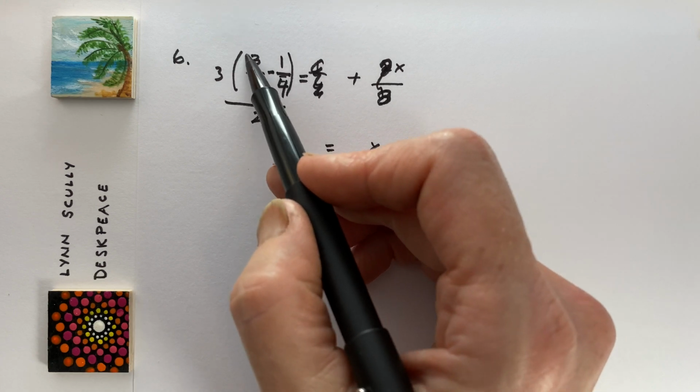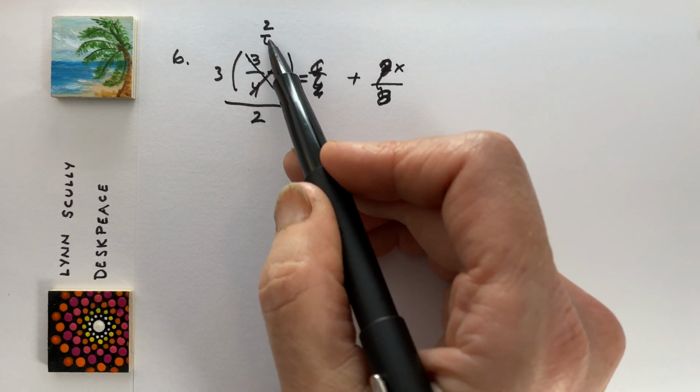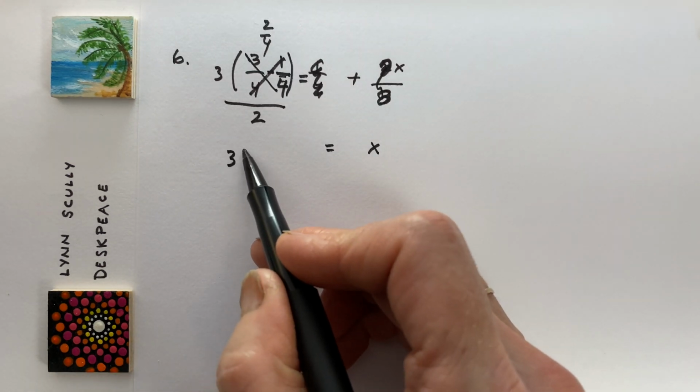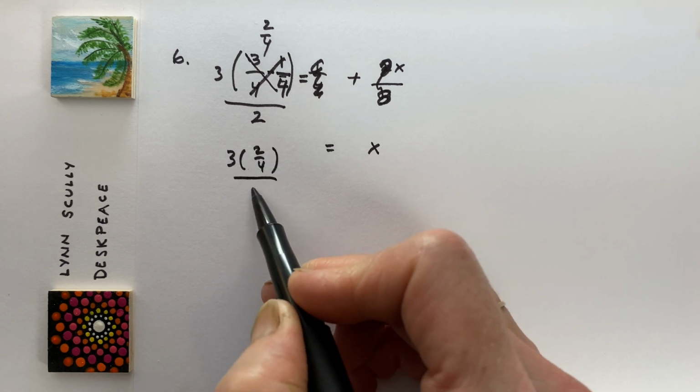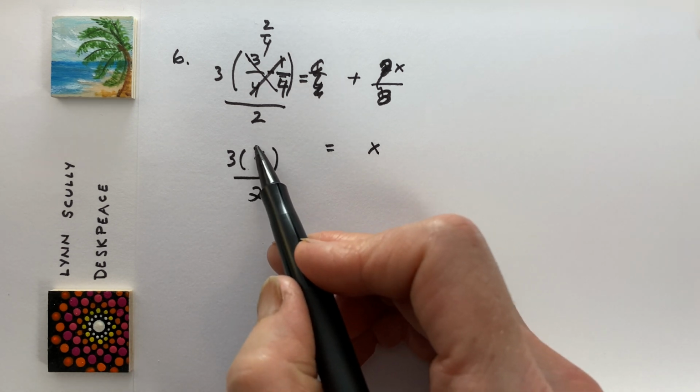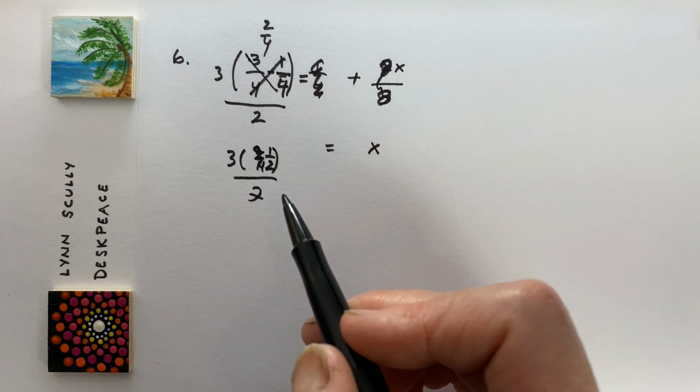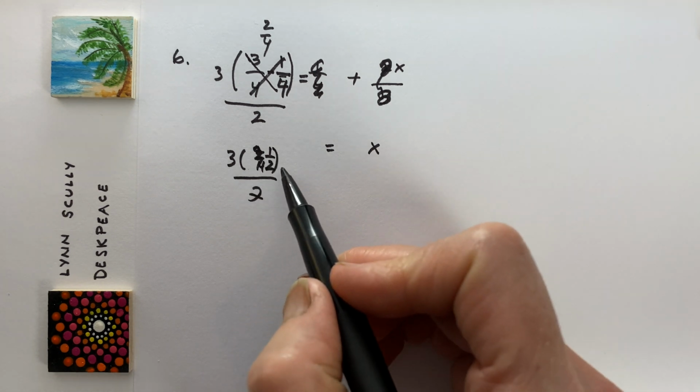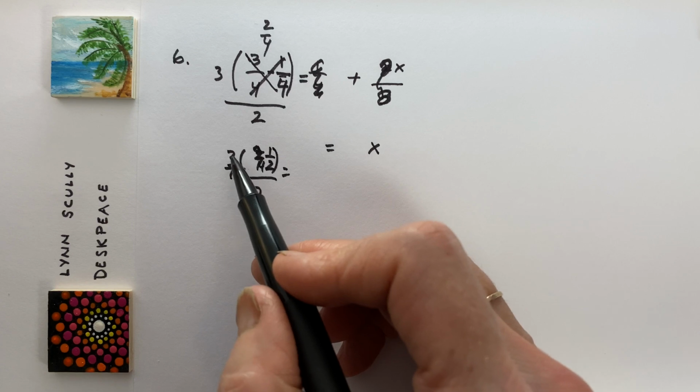So 3/4 minus 1/4 is 2/4. I'm going to rewrite it down here. 3 times 2/4 over 2. Well, 2/4 is 1/2, so I'm going to just do this, okay? So now 3 times 1/2, I put the 3 over 1 and I multiply tops.